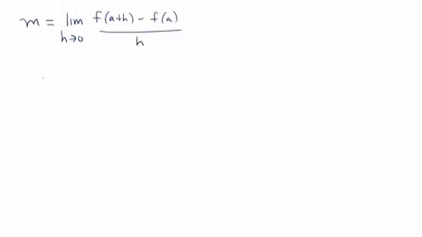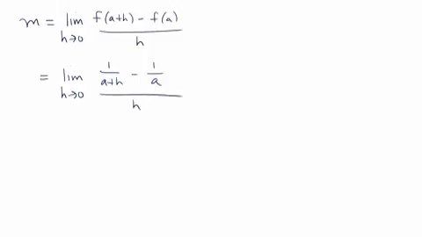So for part A, we're looking for this value m, which can be found by limit as h goes to 0 of f of a plus h minus f of a all over h. Substituting our function, we get limit as h goes to 0, f of a plus h would be 1 over a plus h minus f of a is 1 over a, all that over h.